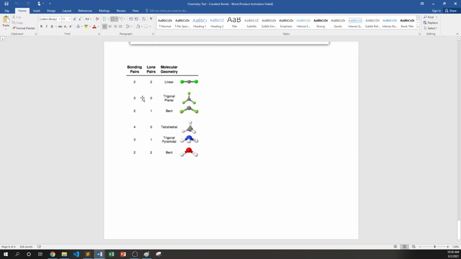It's just a sum of these. This would have 3 total regions. This would have 3 total regions. 2 bonded, 1 lone. Basically, you draw the Lewis dot, count how many bonded pairs and lone pairs you have, and then match it with a table.